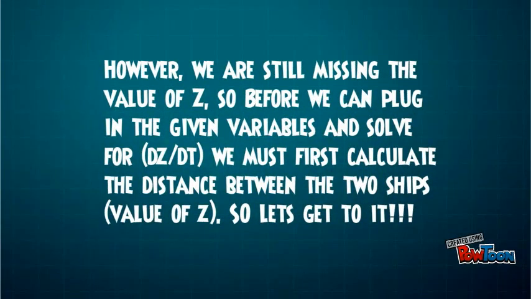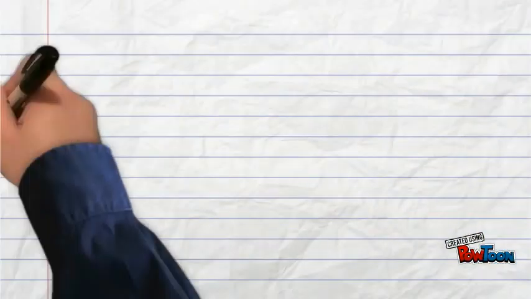However, we are still missing the value of z, so before we can plug in the given variables and solve for dz/dt, we must first calculate the distance between the two ships, which is the value of z. So let's get to it.